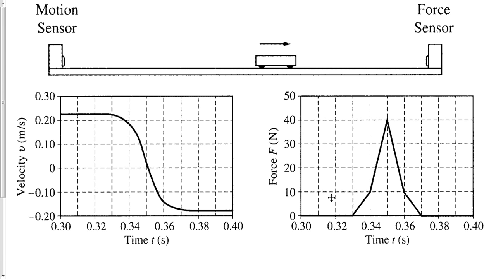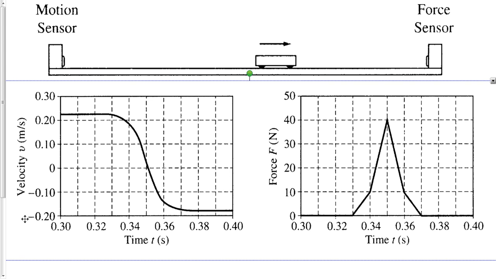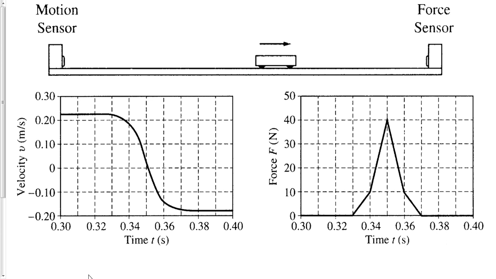All right, so let's take a look at this problem here. We've got a cart, one of the typical aluminum carts that we've got. It's going to ram into a force sensor, and on the other end of the track is a motion sensor, and it gets these two graphs.